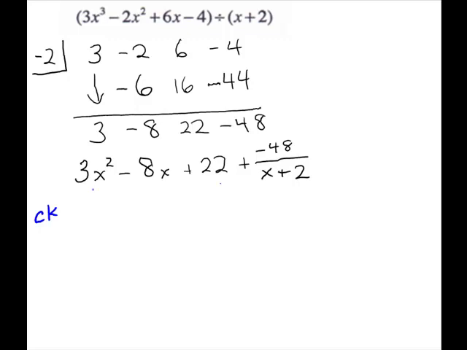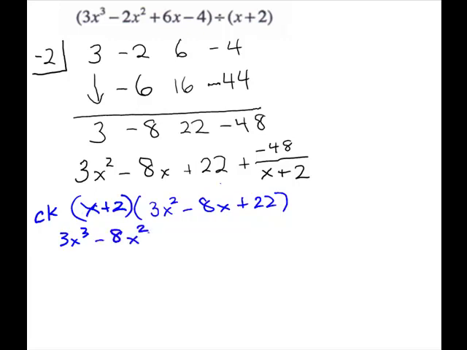So again, we will do our answer or our quotient times our divisor. So I'm going to put the x plus 2 first. And just the part of the quotient without the remainder. So 3x squared minus 8x plus 22. So we will distribute twice. X times 3x squared will give us a 3x cubed. X times minus 8x will be a minus 8x squared. X times 22 will be a plus 22x. Then we switch and distribute the 2. 2 times 3x squared will be 6x squared.